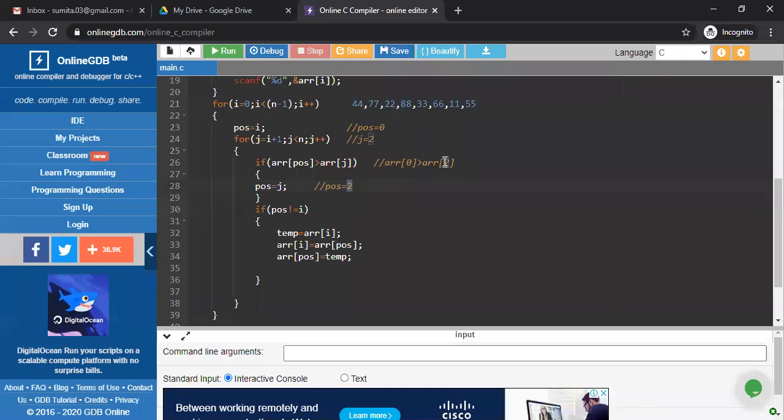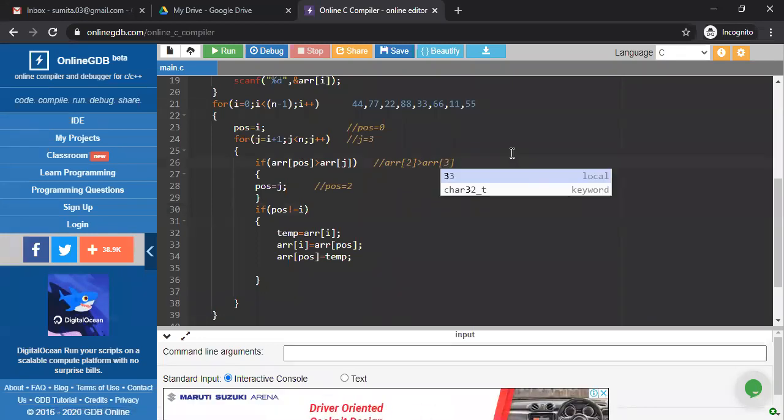Iteration number 1, where J value is 3. What is ARR[POS]? What is the POS value? 2. And what is the J value? Am I right? Yes. Am I right or wrong?